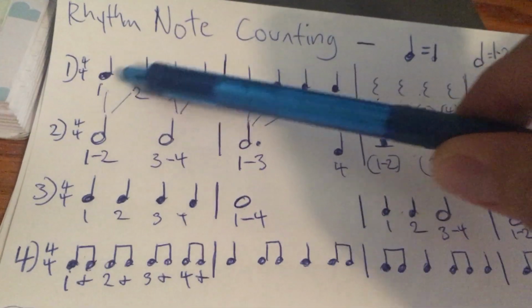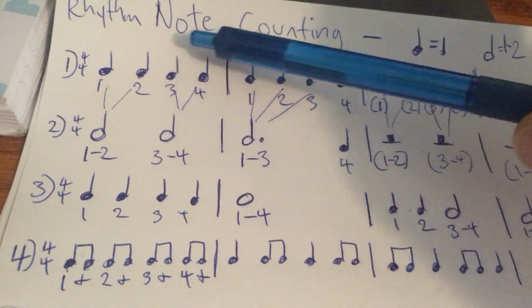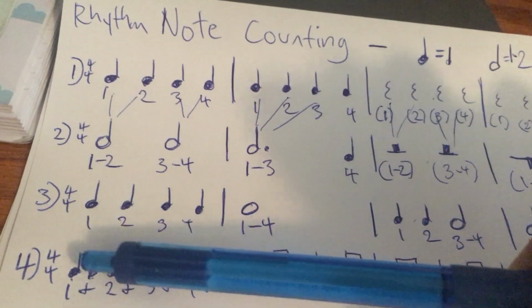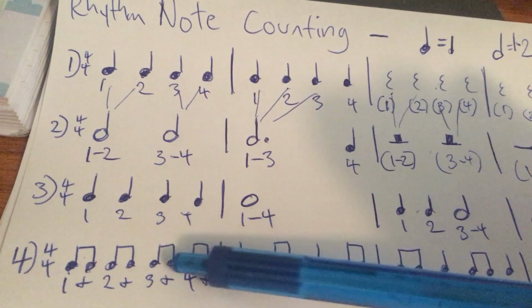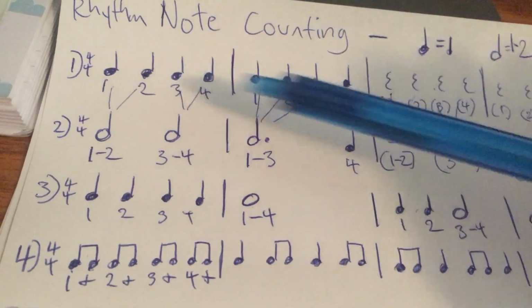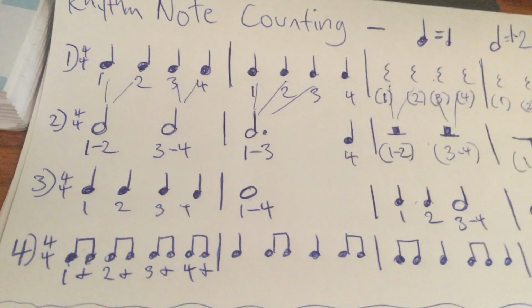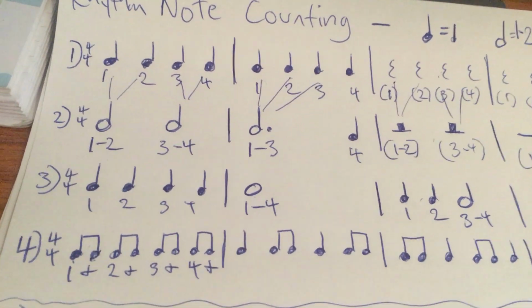Number 1 was just quarter, quarter, quarter, quarter. Number 2, and our number 4 is eighth, eighth, eighth, eighth, eighth, eighth, eighth, eighth. So these guys are twice as fast as these, okay?